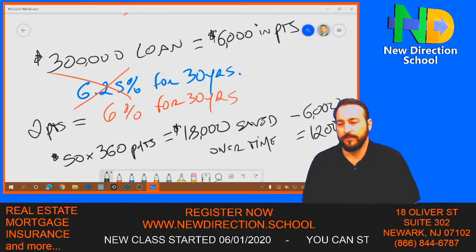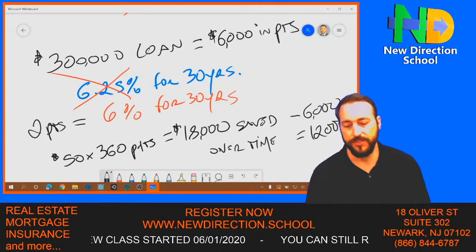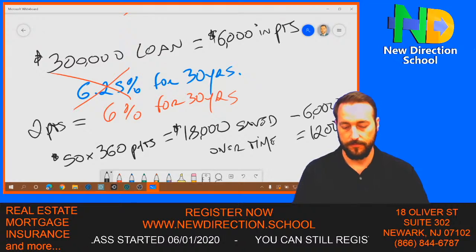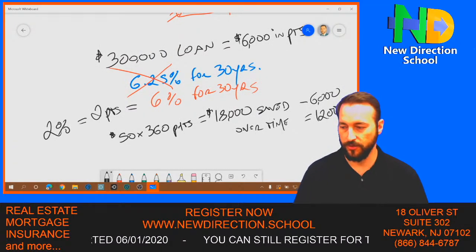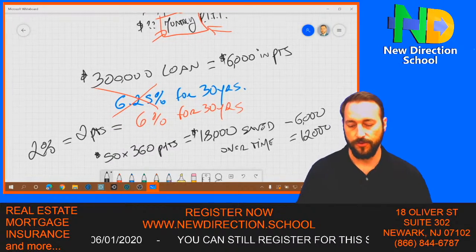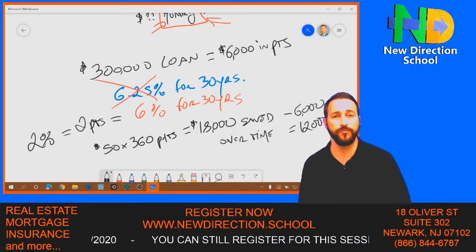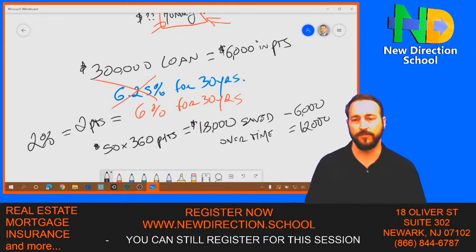How did I calculate the points? So it's 1%. The point equals, in this case, 2 points, 2%. So 300,000 times 2% is $6,000.